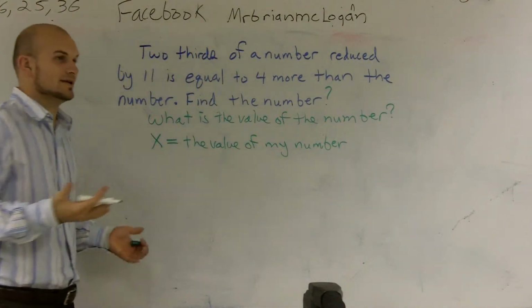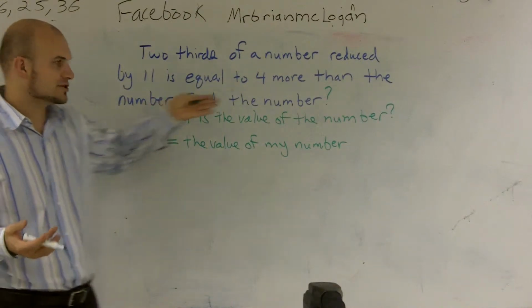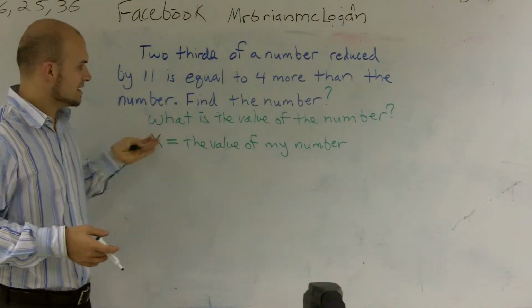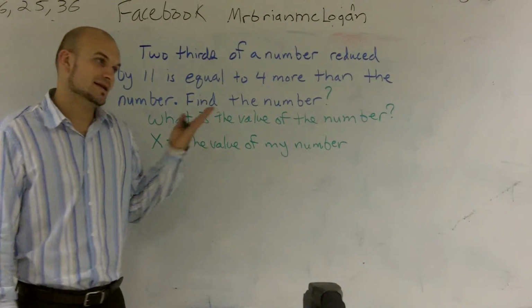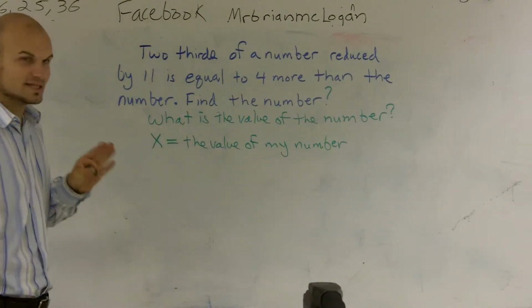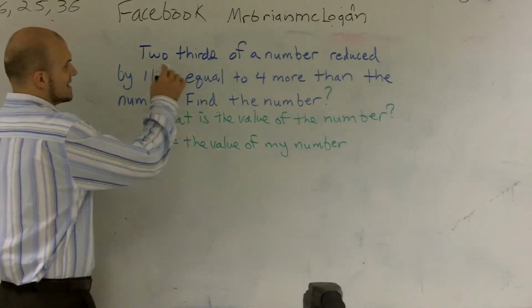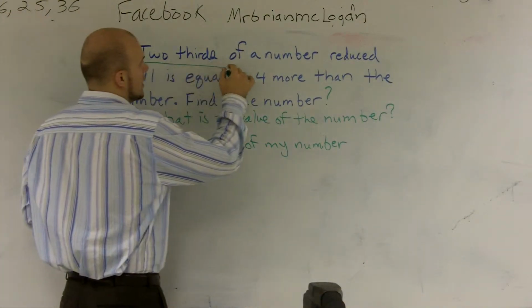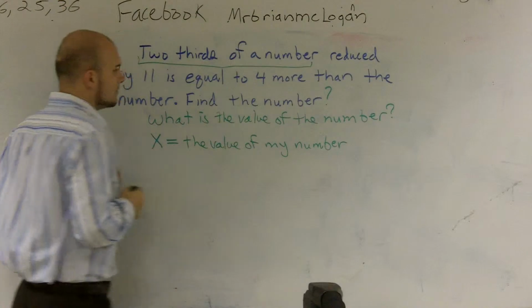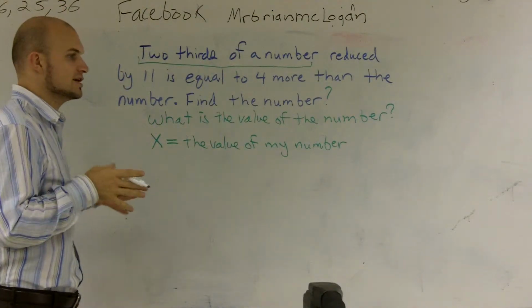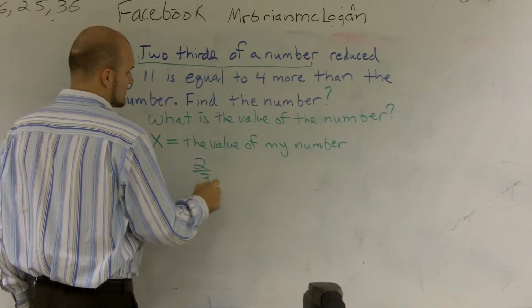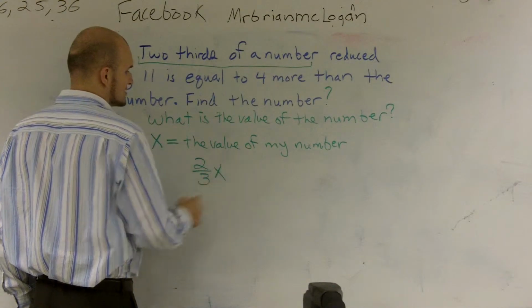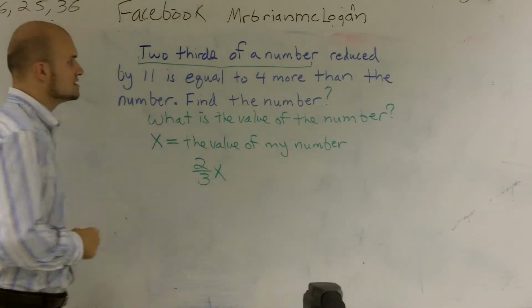Okay? So all I really did was read the problem, determine what it was asking, and since I don't know what that answer is, I'm just going to assign it a variable. Now, we need to know a couple techniques for math to solve this. It says 2/3 of a number. Well, 2/3 of a number tells you you're going to be multiplying. So that's going to be 2/3 times a number, which would be x, reduced by 11.